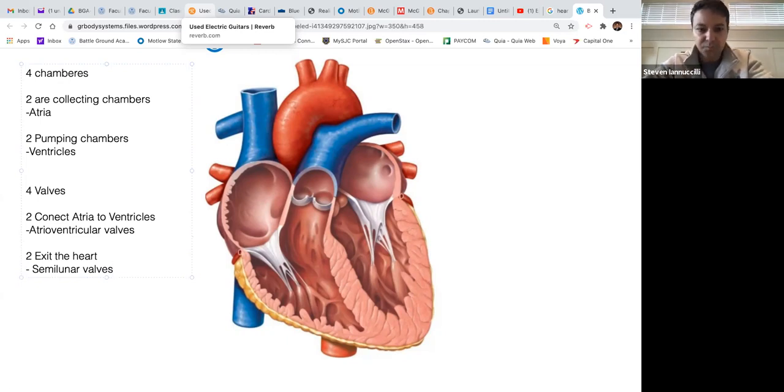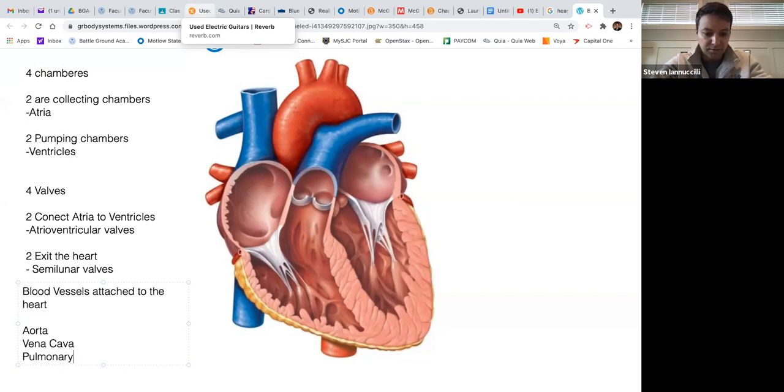Okay, so our goal in the next hour or so is to be able to identify the four chambers. We want to be able to identify the four valves. And we want to know how blood flows through this whole system. So we're going to go through the anatomy of the chambers and the valves. Then we're going to talk about blood vessels that attach to the heart, which are going to be our aorta, our vena cava, our pulmonary veins, and our pulmonary arteries.